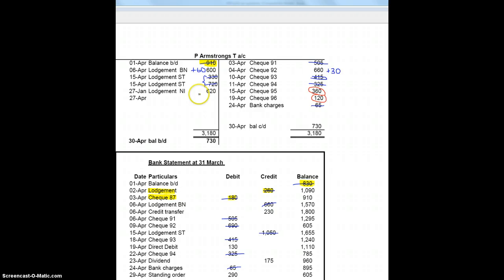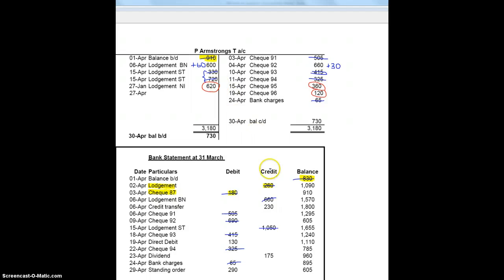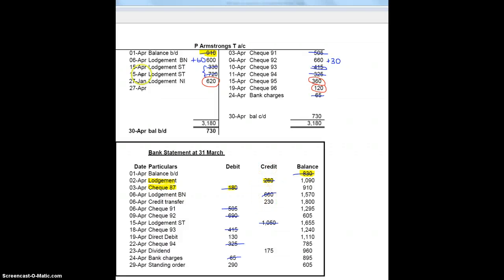And lodgement NI on the 27th of January, there's no lodgement in here, so that's another one that hasn't been recorded, so it hasn't been processed by the bank. And then down here we have a credit transfer we didn't match off. We have a dividend and a standing order.